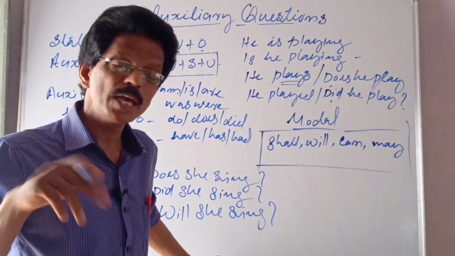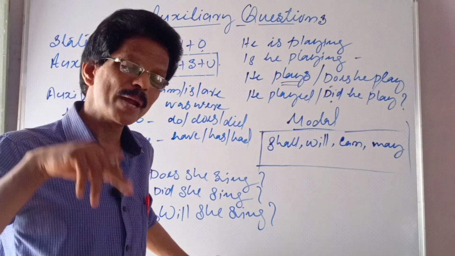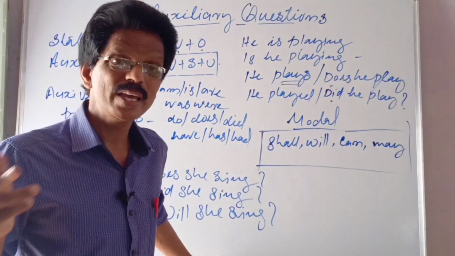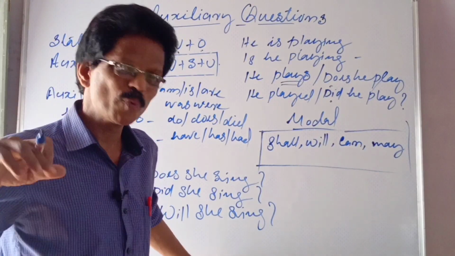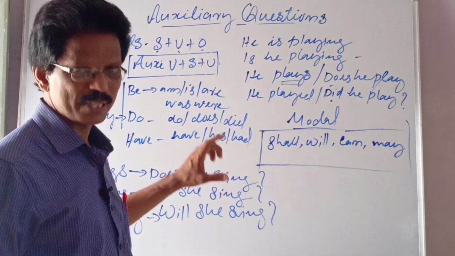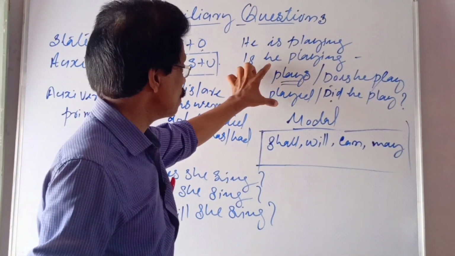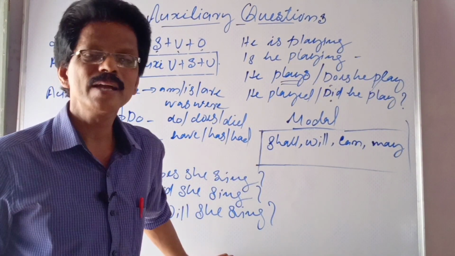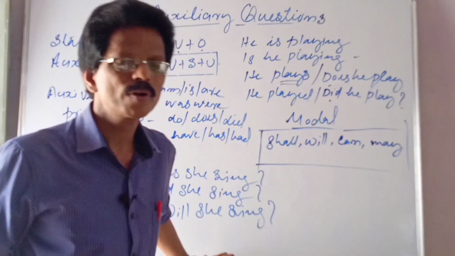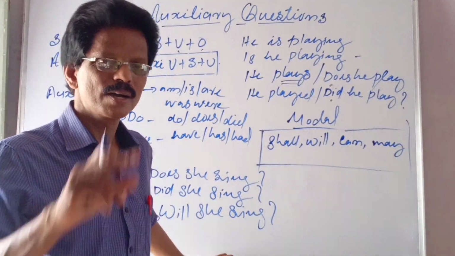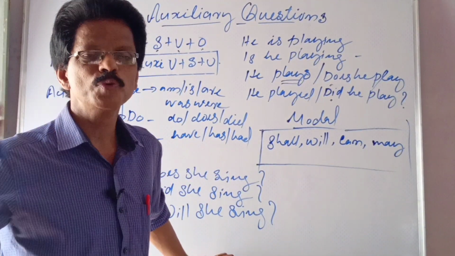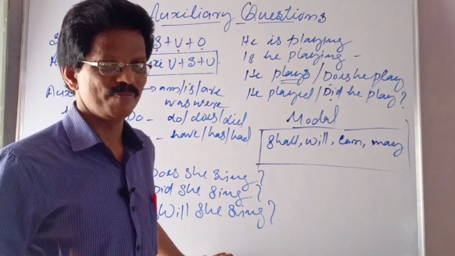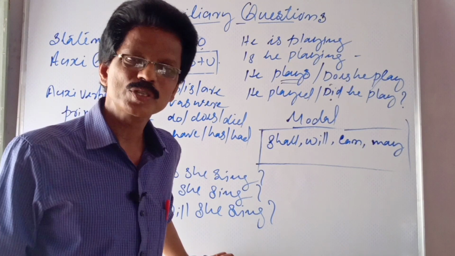He will be playing. Will he be playing? He will have played. Will he have played? He will have been playing. Will he have been playing? Don't worry about all these things. Only whatever I am telling is, except present simple and past simple, the remaining types of verbs, from present simple to future perfect continuous, will have an auxiliary verb with it. So you can make a question using that auxiliary verb.